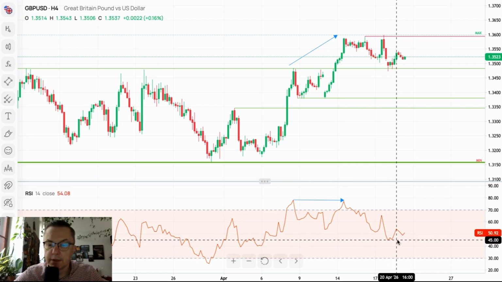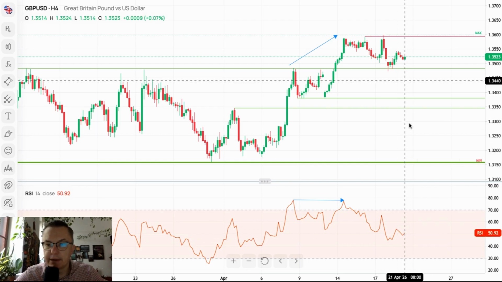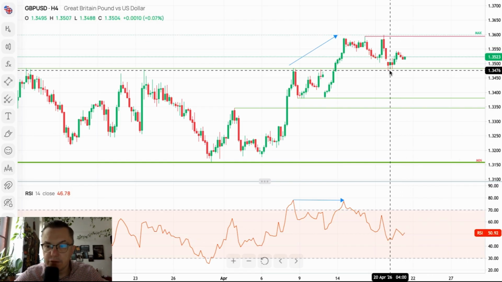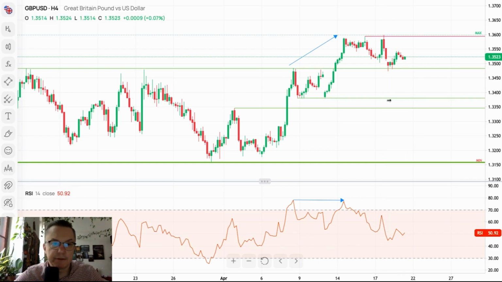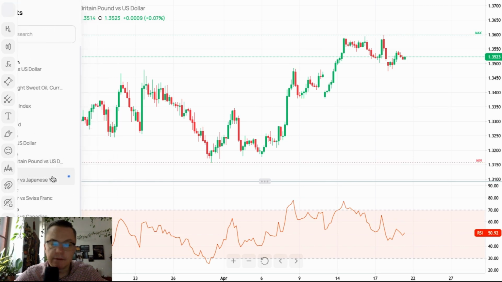Not much to see here. Expect the movement to the downside. Eventually, any breakout below the support in case of the cable and in case of the euro dollar will be considered bearish. Right, so for now it's still looking bullish.